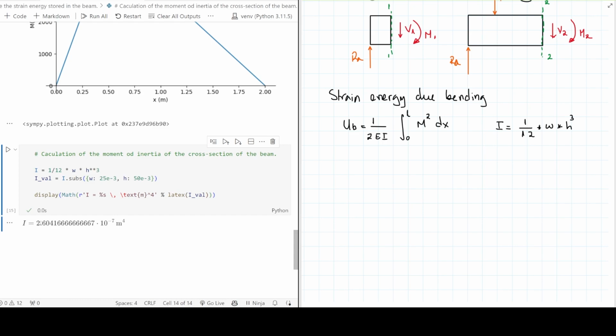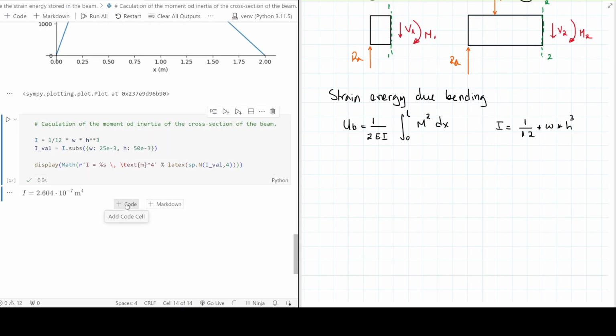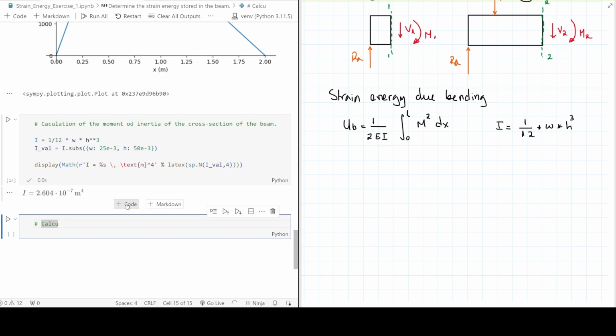So here we have it. So 2.604, and then this much. And let me just restrict it to this many decimals. There are many ways of writing this. Just bear with me, just to make it look a little bit better. 3, about 4. Yeah, perfect. Now that I have this, I could calculate the strain energy due to bending.